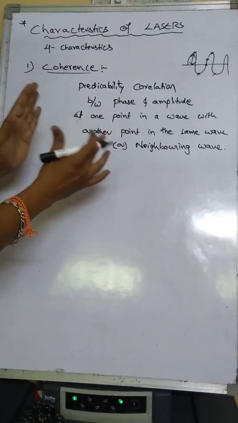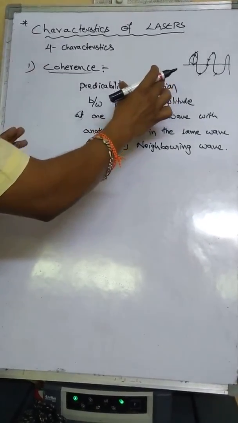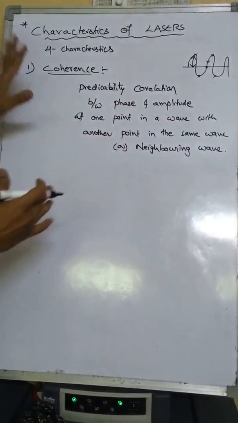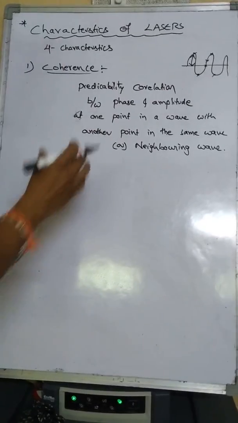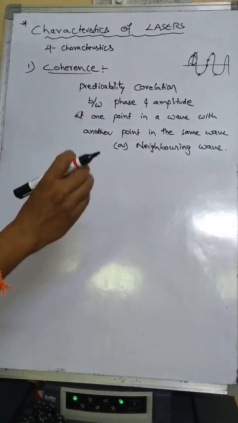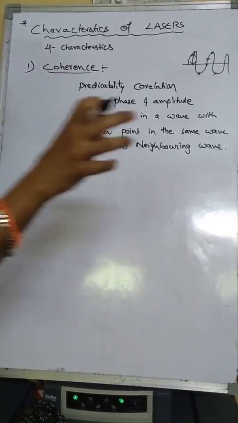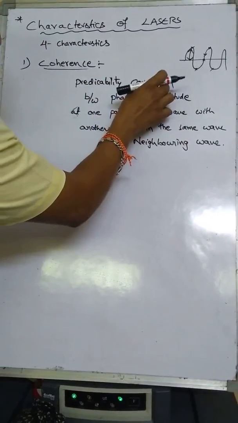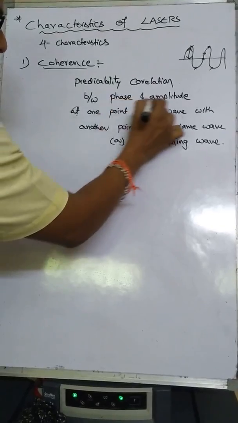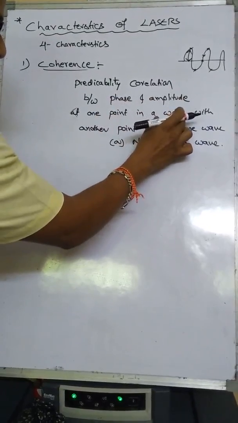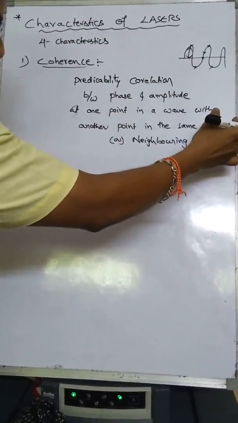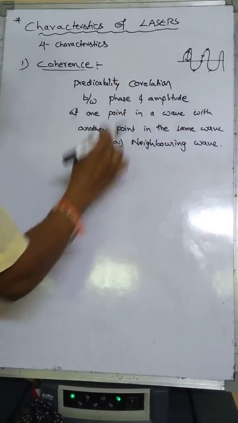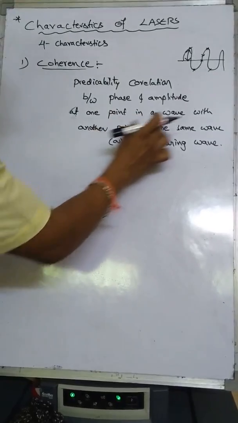So if you are very clear of what is the correlation and how we are correlating at different points, then the coherence topic will be very easy. Right? It is a predictability. It is the assumption or the nearness of a hypothesis where we are correlating the phase and the amplitude at one point in a wave and comparing with the same phase and amplitude at another point in the same wave.